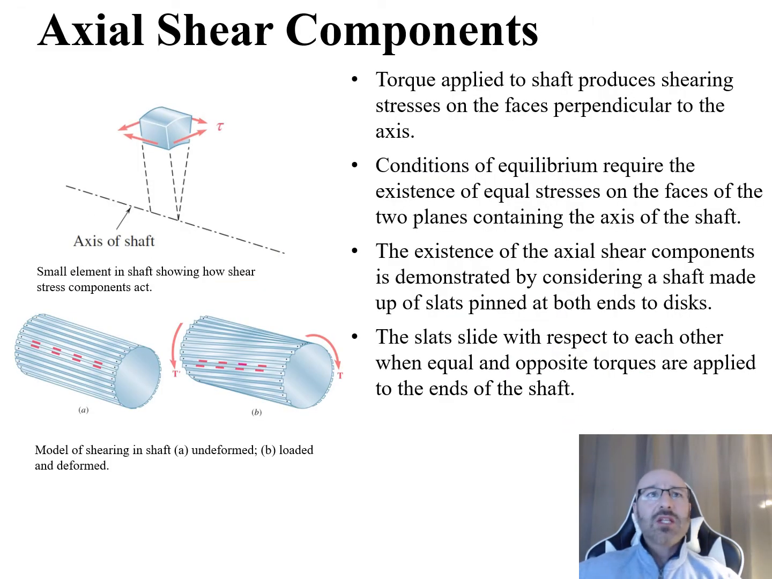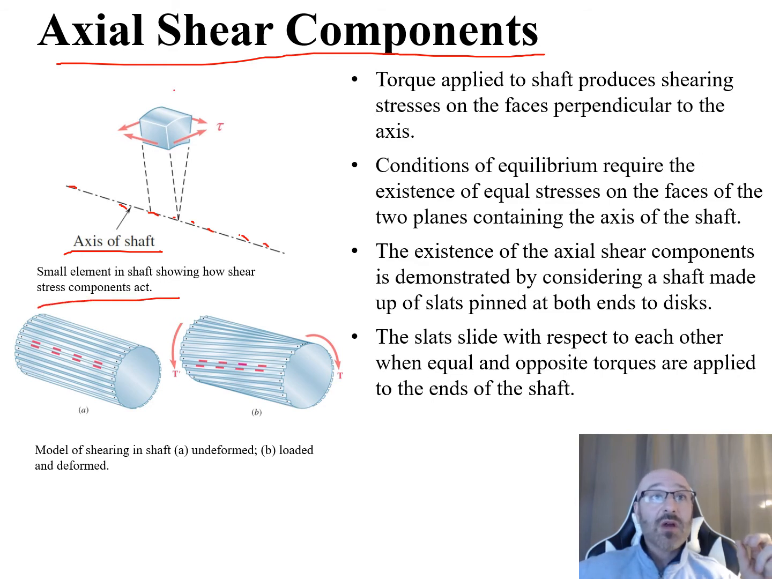So next we want to take a look at the axial shear components. First, let's look at this diagram over here to the left. We have our axis of the shaft, running down like this. And we have a small element in the shaft showing how the shear stress components act. This is the small element that we're concerned with, and there we can see our shear stress.